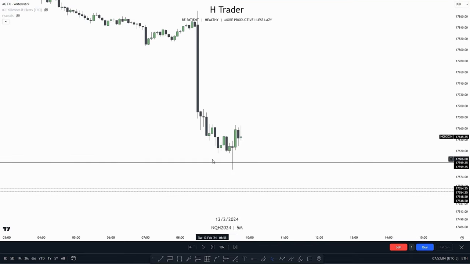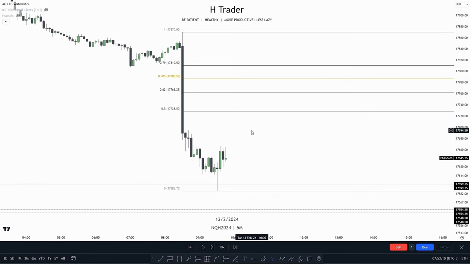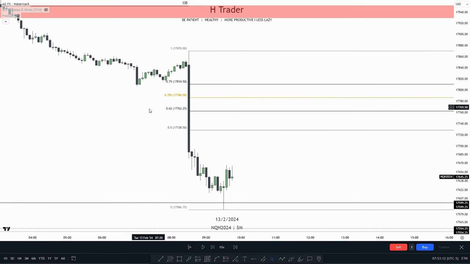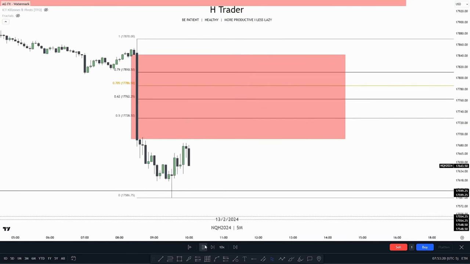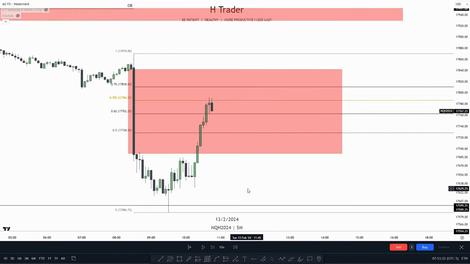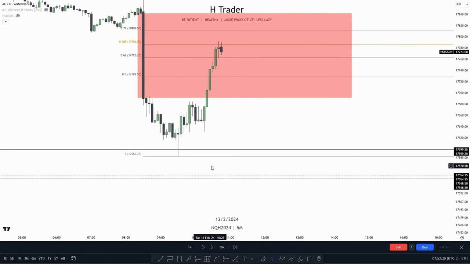And right here we see price sweeps that low. So in that case, we could anticipate external to internal range liquidity. So we could anticipate price going up to this imbalance and going up to the OTE of the range. So right here. And right here we see price goes up to the OTE. So in that case, we can go into a 1-minute time frame and take a trade entry based on price taking out the relative equal lows.